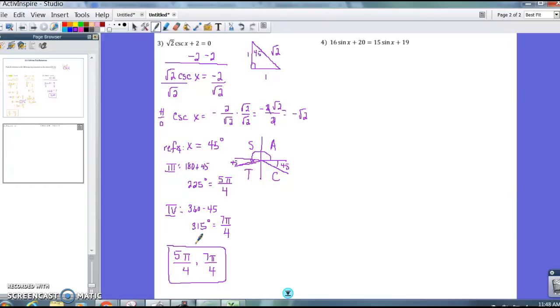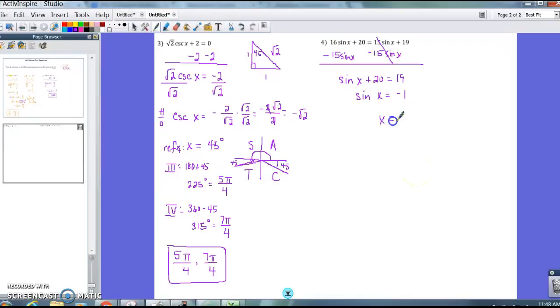Okay, we'll go ahead and do one more. In this particular problem, we have sine on both sides. Treat it just like a variable. I'm going to subtract 15 sine of x from both sides. So 16 minus 15 just leaves me with 1. That's going to give me sine x plus 20 is equal to 19. So sine x is going to equal negative 1.